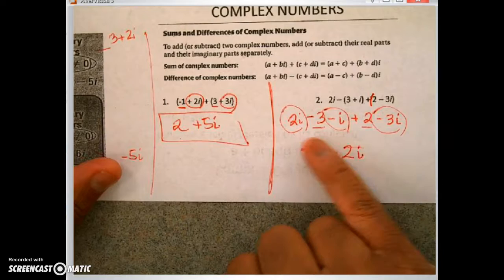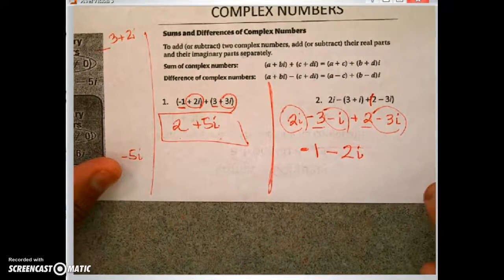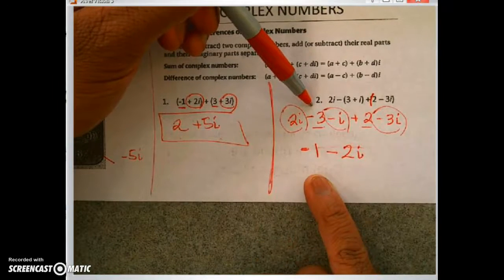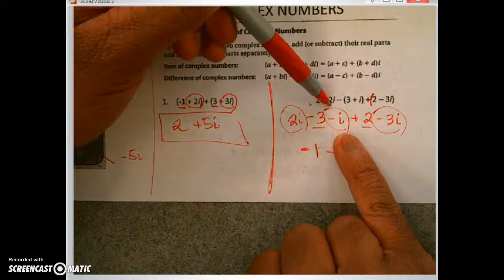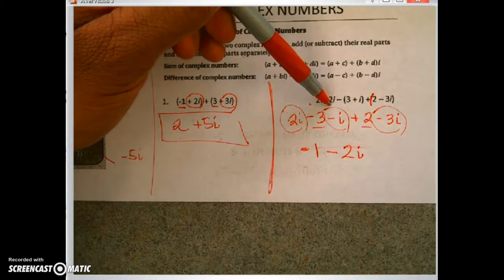So I have 2i minus 3 minus i plus 2 minus 3i. Combining like terms, I started with the real ones first. Negative 3 plus 2 is negative 1. 2i minus 1i is 1i, minus 3i is negative 2i for that one.